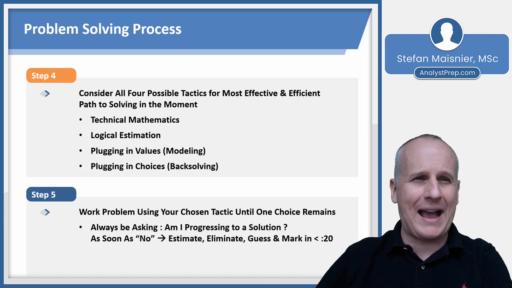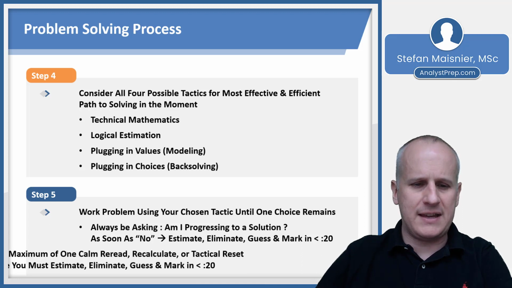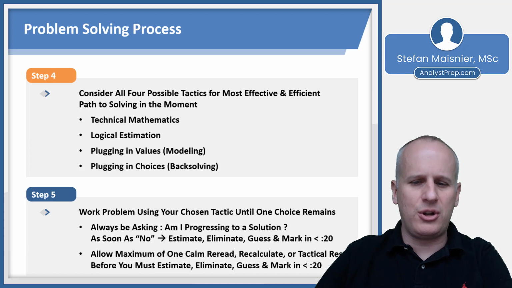You don't want to proactively skip anything because you're going to have to see all the questions. You can only change 3 problems anyway. You want to avoid that analysis paralysis, but if you do get stuck, mark it for potential return at the end, and yet allow a maximum of a single calm reread, recalculate, or tactical reset before you must estimate, eliminate, guess, and mark in under that 20 seconds.